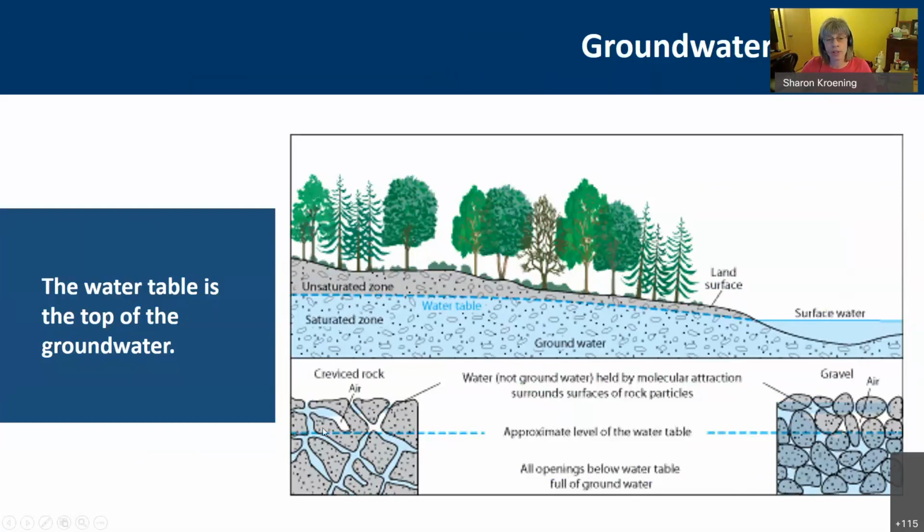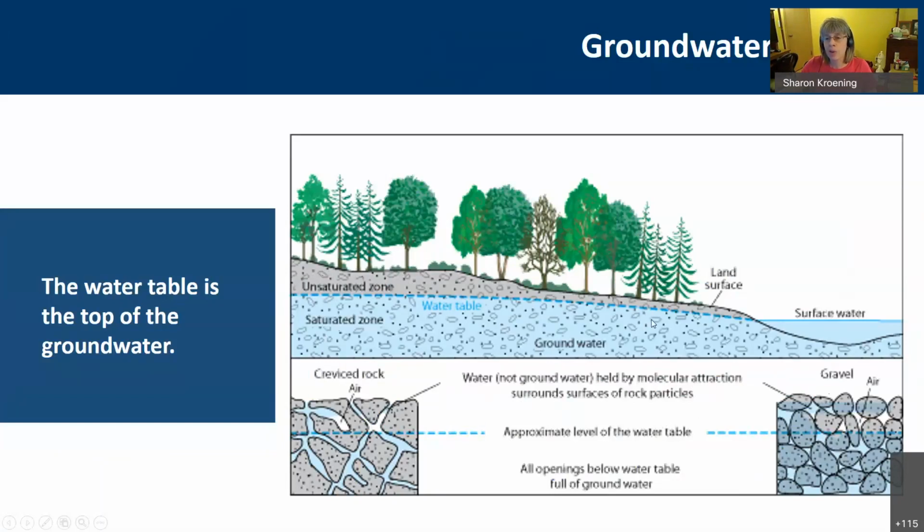Or if the saturated zone is comprised of bedrock, all of those fractures or caverns in the bedrock are fully saturated with water. And above the water table is called the unsaturated zone, or sometimes it's called the vadose zone. In this part, all of the sand particles or crevices in the rocks are not completely filled with water.